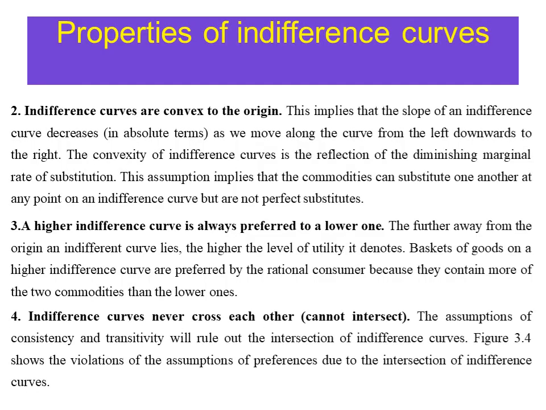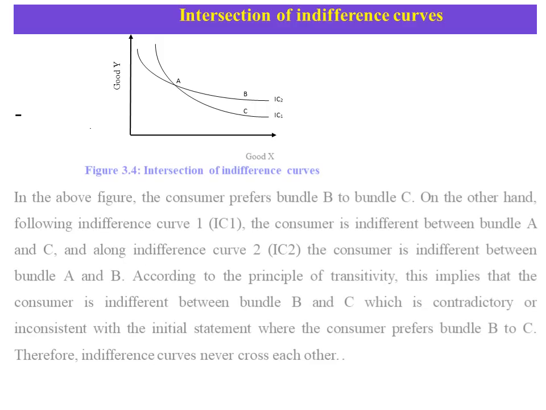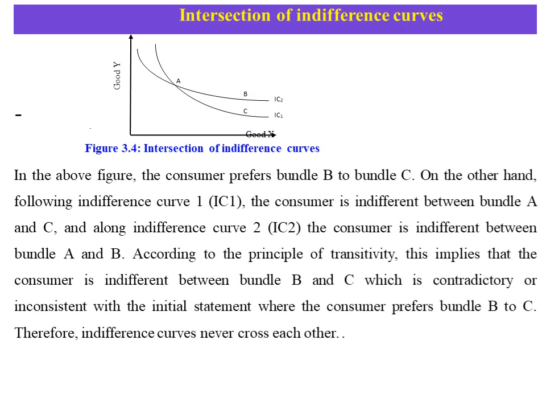Number 4, indifference curves never cross each other or cannot intersect. This is another property of indifference curves. The assumptions of consistency and transitivity rule out the intersection of indifference curves. The following graph shows the violation of the assumption of preference due to the intersection of indifference curves. Let us see what the following curve shows. Look how indifference curves 1 and 2 cross each other. This is a violation of the property of indifference curves. What happens then?